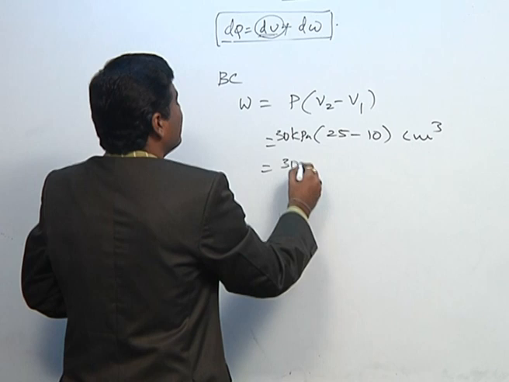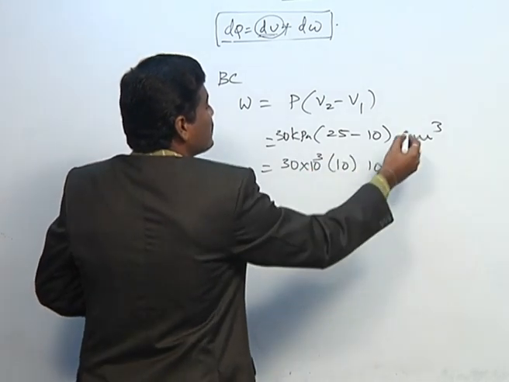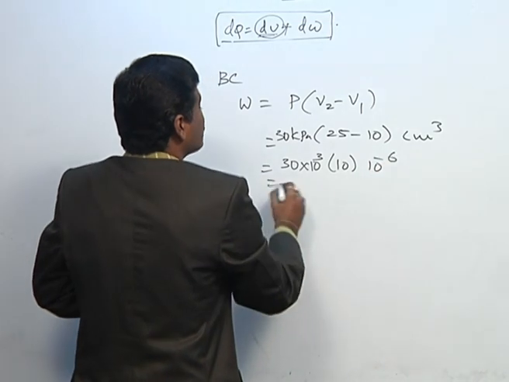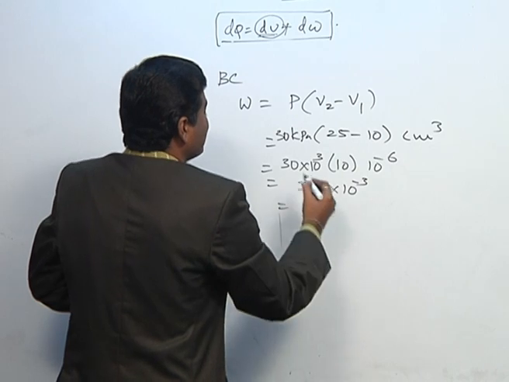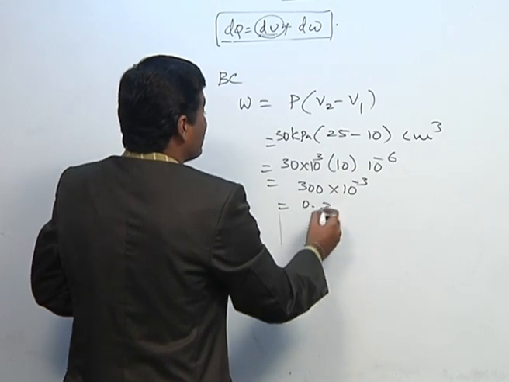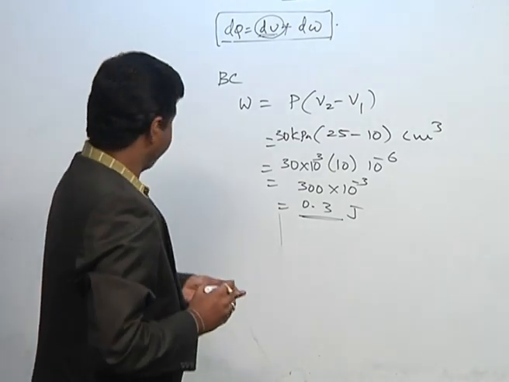See here, kilo means 10 to the power 3, and cm³ is (10 to the power of minus 2) whole cube, which is 10 to the power of minus 6. So finally what you are getting is 300 into 10 to the power of minus 3, that is 0.3. This is about 0.3 joules.